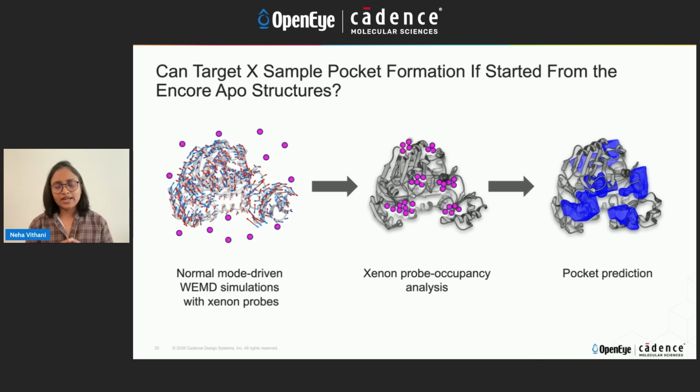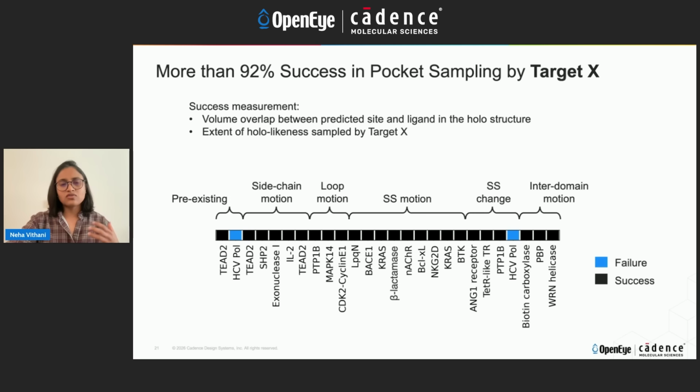After curating the ENCORE dataset, we started by using the TargetX method to see if we can sample pocket formation in these diverse proteins. So we take the apo structure, run normal mode driven weighted ensemble MD simulations, identify high occupancy on-binding sites, and predict pockets in this diverse dataset of apo-holo structures. We had a 92% success rate in sampling the known pockets in the ENCORE dataset.